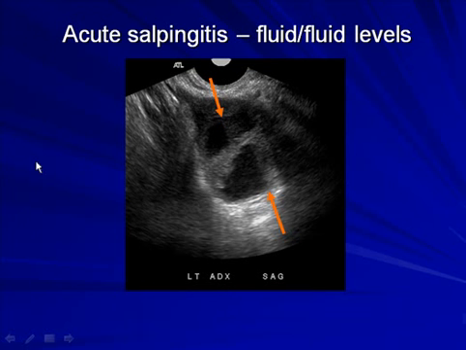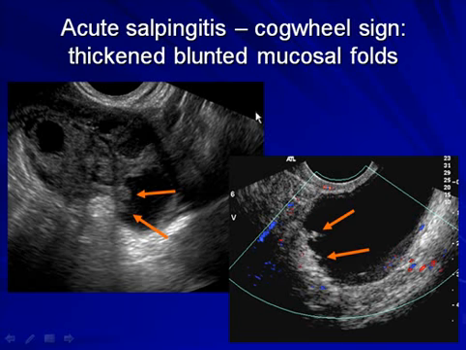Another example of acute salpingitis, here with a fluid level, thick-walled fallopian tube, perhaps more dependent pus, and some complex fluid in the non-dependent position. Another example of acute salpingitis with the cogwheel sign. These are the thickened, blunted mucosal folds, and here in another example, slightly more chronic, of the cogwheel sign.